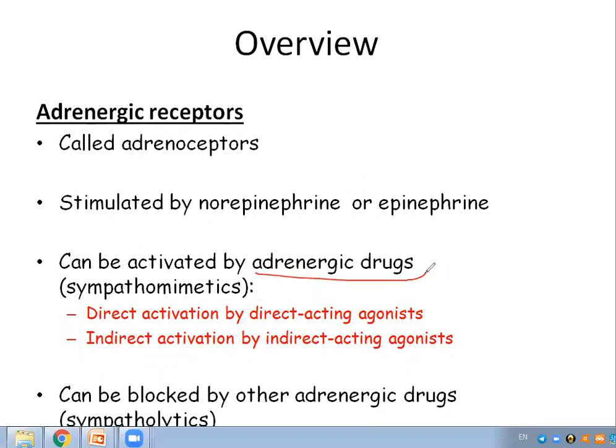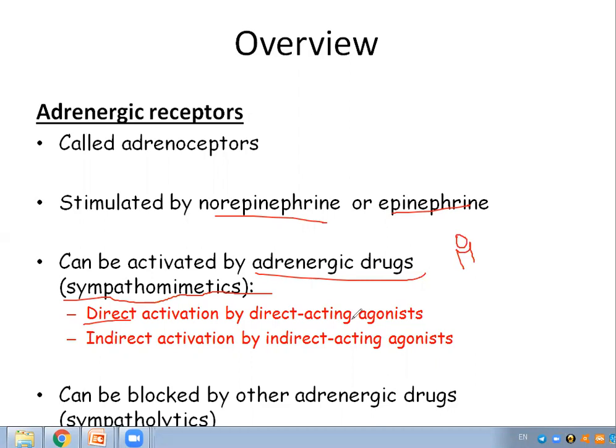So, those receptors that are activated by norepinephrine or epinephrine are called sympathomimetics. So the sympathomimetics are activated by adrenergic drugs, including those that mimic the norepinephrine and the epinephrine. This activation can happen directly. What do I mean by direct activation? This is by a direct binding of the agonist on the receptor. It will then be called direct activation by direct acting agonists.